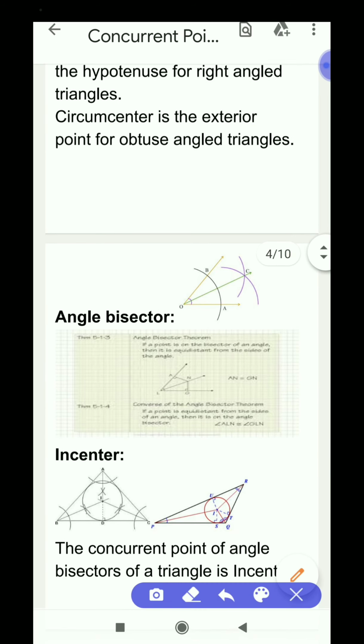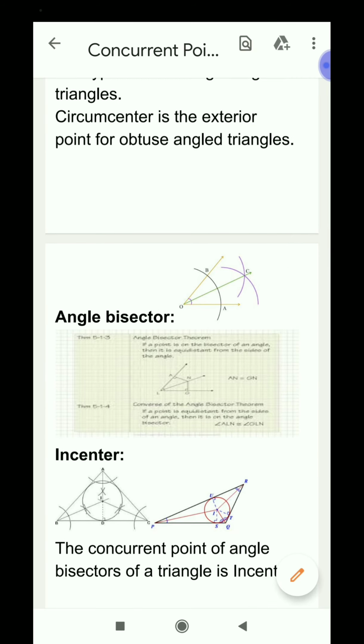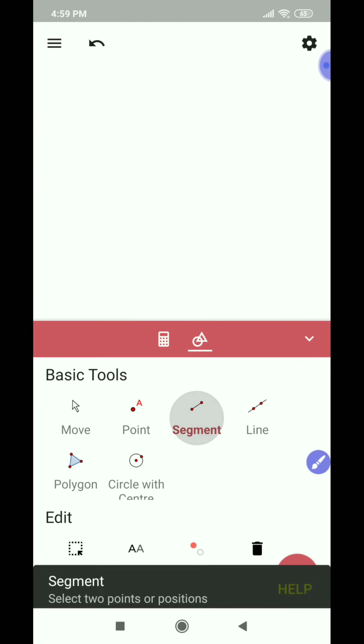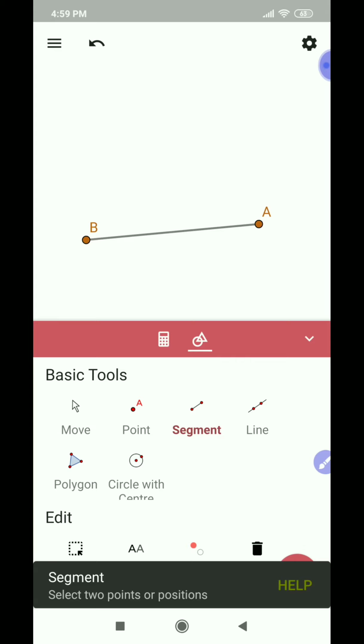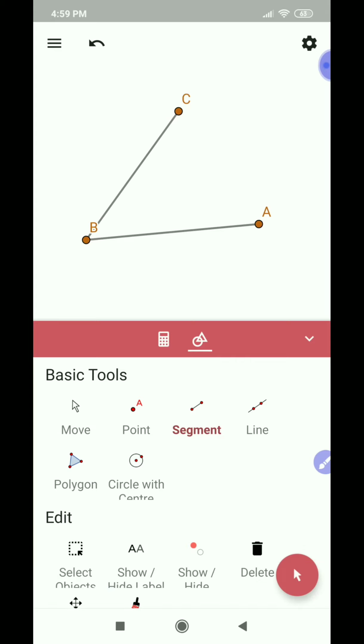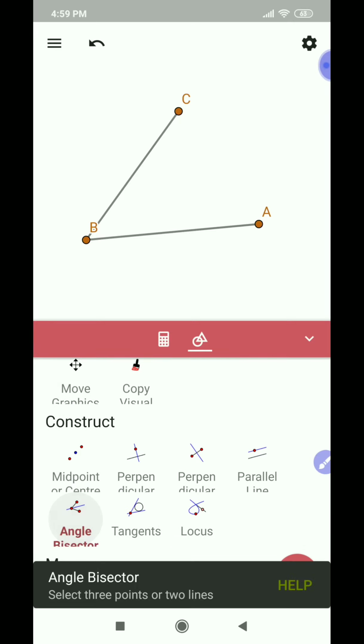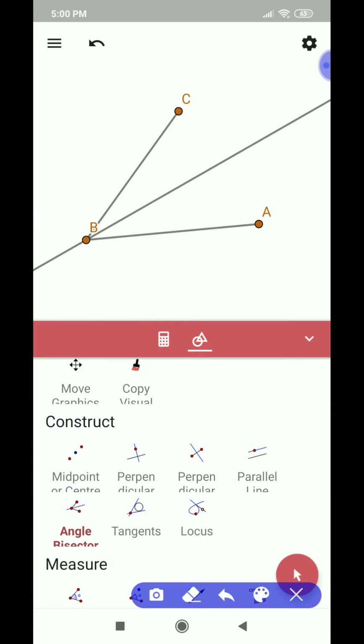Now, what is an angle bisector? Let us examine what an angle bisector is. Take angle ABC. Now let us construct the angle bisector to angle B. Okay, this is the angle bisector. Why do we call it an angle bisector? It divides angle B into two equal parts. So we call it an angle bisector.